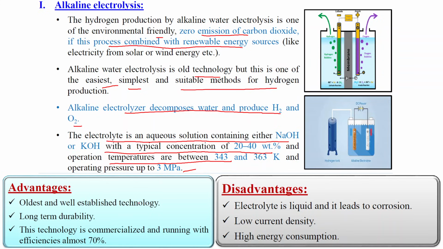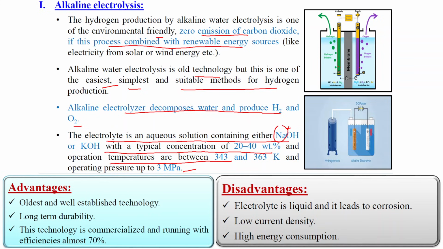So simply what happens is the NaOH gets dissociated. Here we can see this is the anode, this is the cathode, and if we add NaOH into the water, basically making the water alkaline, what happens as we apply the potential is that this NaOH will split into Na positive and OH negative.